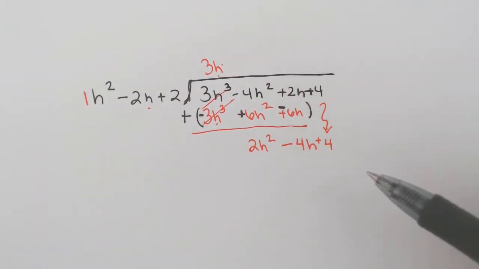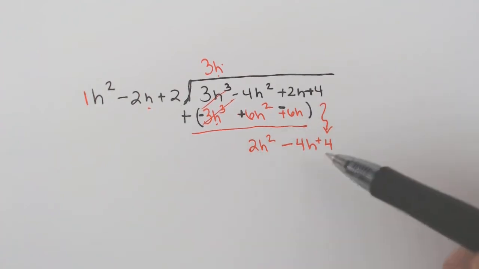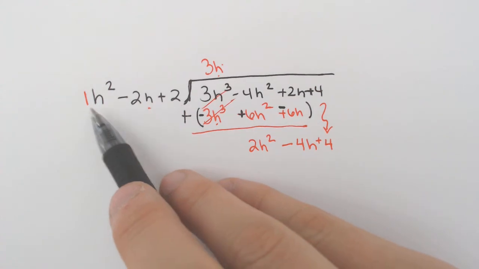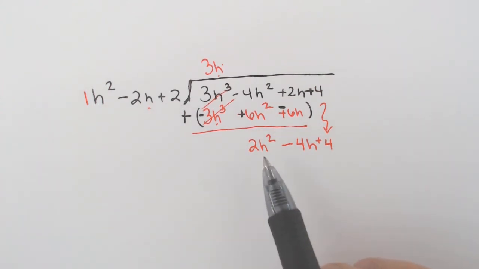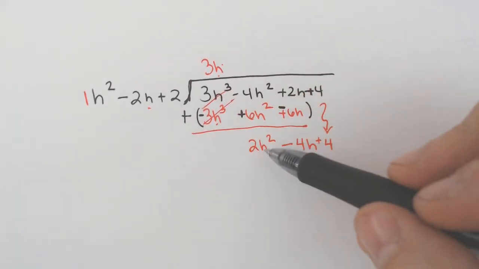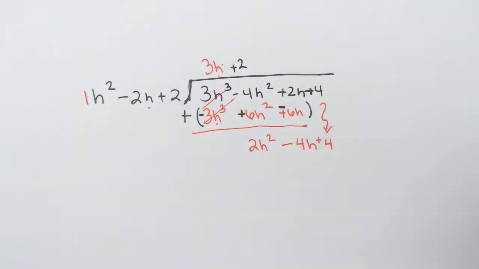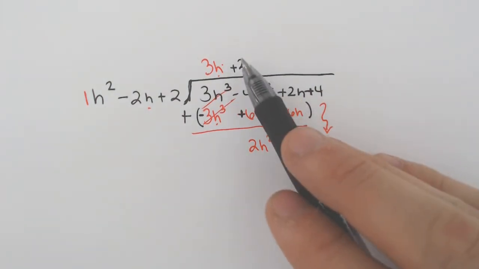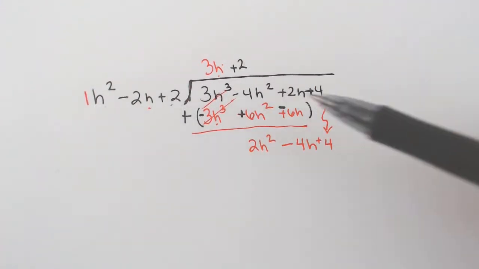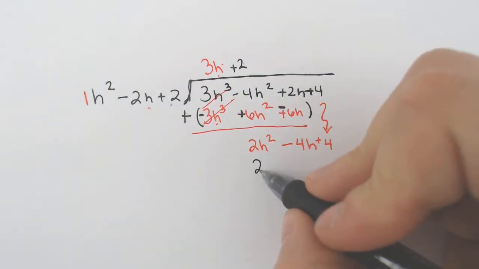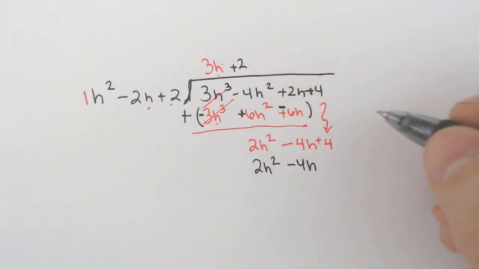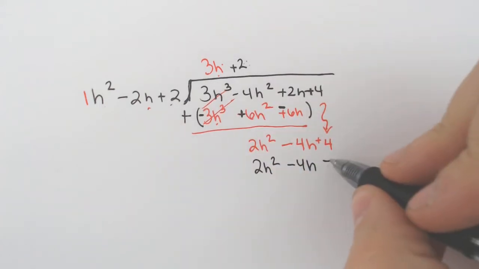So we bring down that last number, the very next number, and we have to start the process all over again. 1h squared would multiply by what to make 2h squared? Well, h squared times 2 would make 2h squared. And then we take that 2 and we distribute across all three of these. So 2 times h squared is 2h squared. 2 times negative 2h makes negative 4h. And 2 times 2 makes 4.